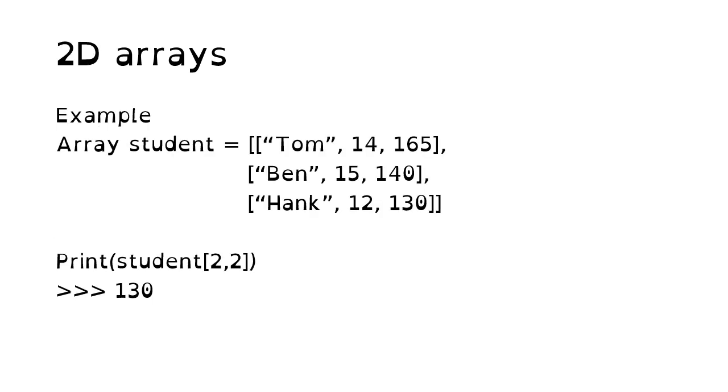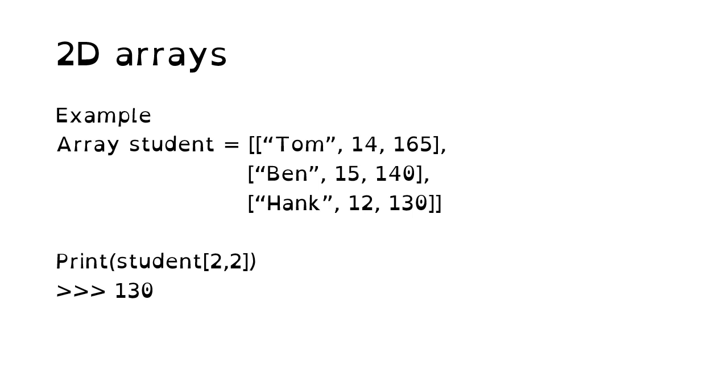2D arrays, a bit more complicated. You won't be asked to make one, but you may be asked to read from one. What you have to do is index using two numbers. The first number refers to what line we're reading from. In this example, we're reading from the third line, because you need to remember we start from 0, not 1. So 0 is Tom, 1 is Ben, 2 is Hank.